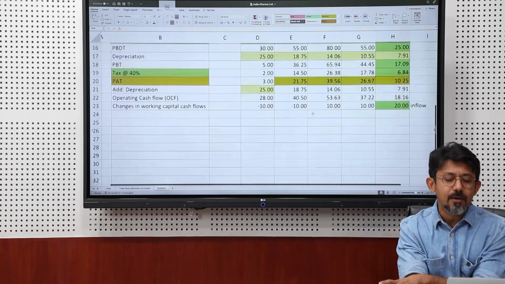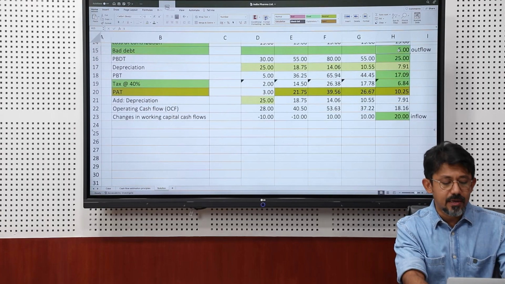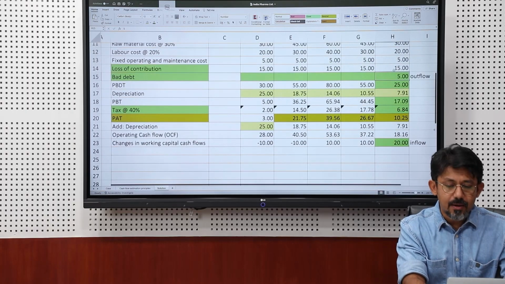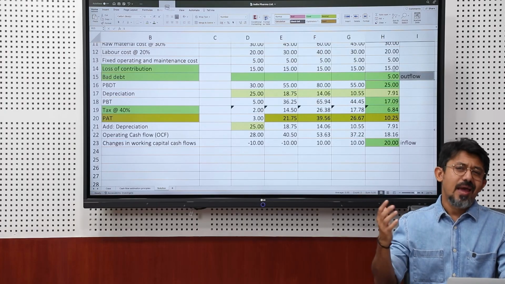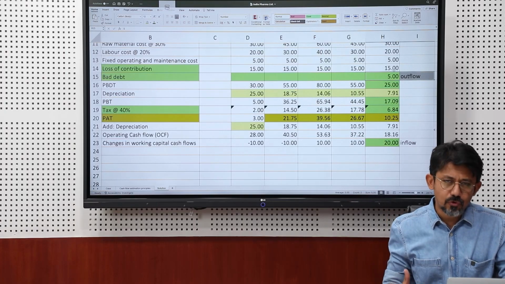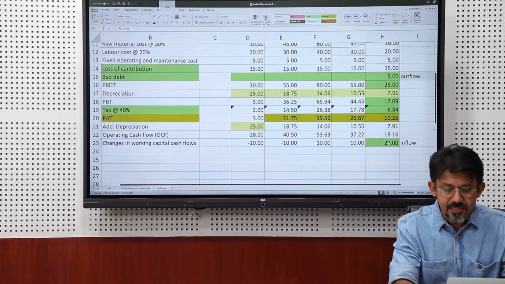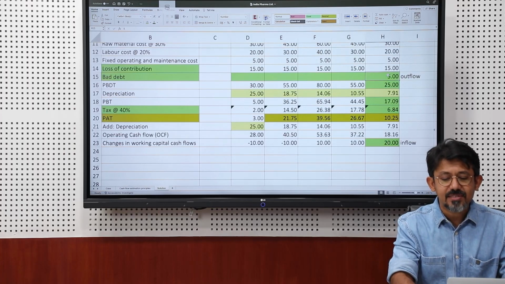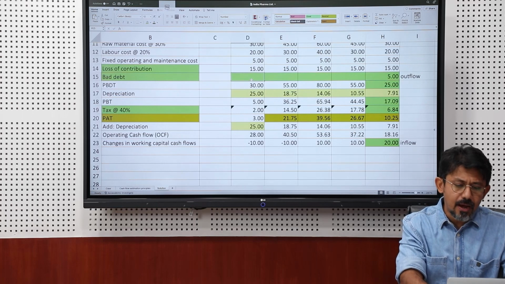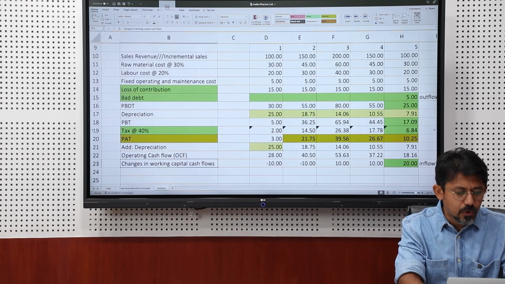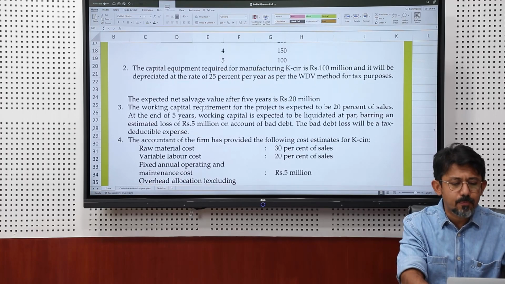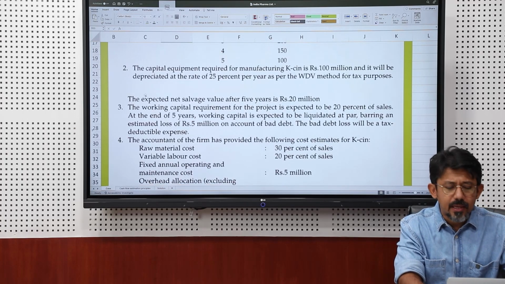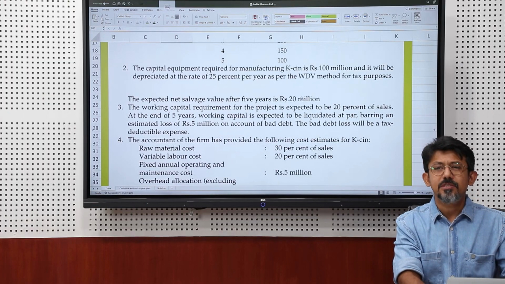If I do not present my bad debt 5 million as an outflow over here, then my PBT goes wrong. If my PBT is incorrect, my tax is incorrect, and so is my operating cash flow going wrong, right. So, I show 20 as an inflow and 5 as an outflow. Last bit now, I have changes in working capital, incorporated that. The last thing that I am looking at is point number 2, the last statement, that is the expected net salvage value after 5 years is 20 million.